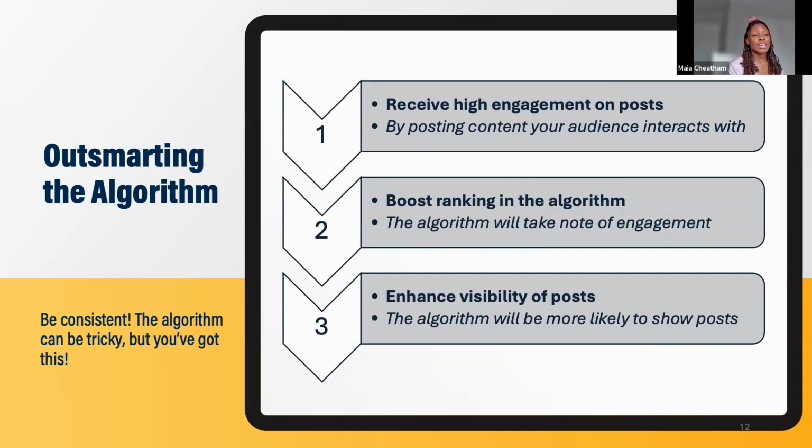The algorithm will take note of engagement, so it will see the likes, comments, and shares, and this will boost your ranking in the algorithm. All in all, the algorithm will be more likely to show your posts because it notices that people are engaging and interacting with your content, and this will enhance the visibility of your posts. It's like a repetitive cycle of figuring out the best way to get your content to perform in the algorithm.